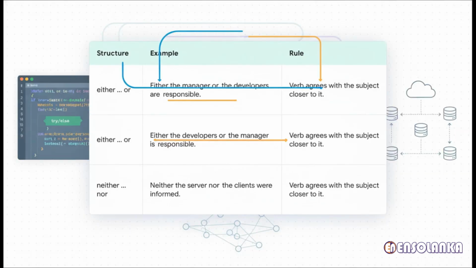Okay, now here's one little rule that can be a bit tricky, so pay close attention. It's about subject-verb agreement. When you use either/or or neither/nor to connect subjects, the verb has to agree with the subject that's closer to it.